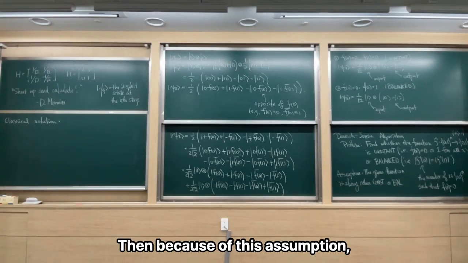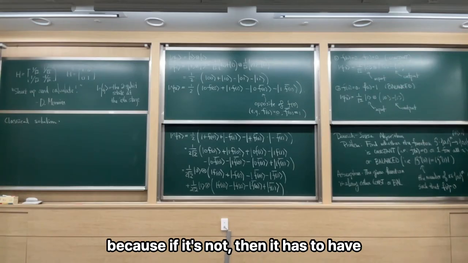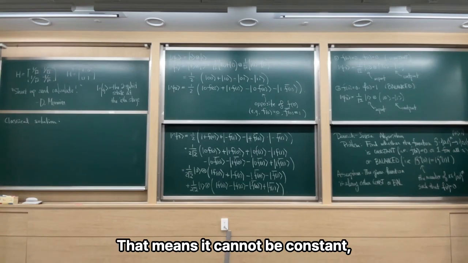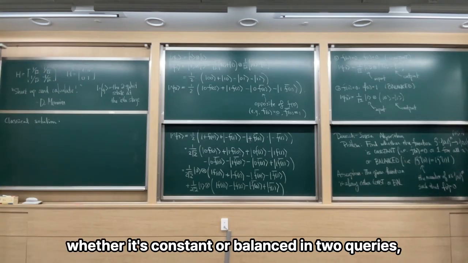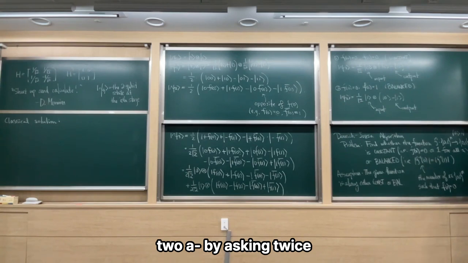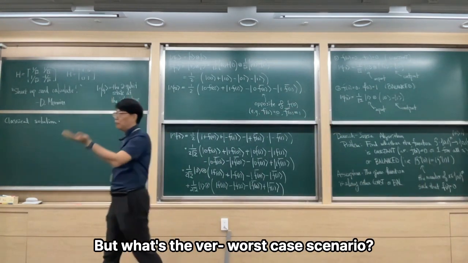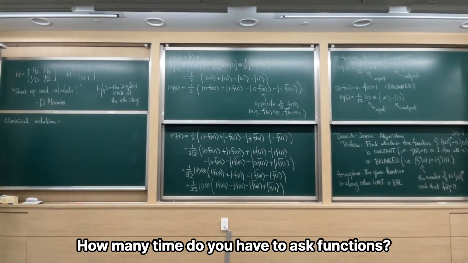Then because of this assumption, this function must be balanced. Because if it's not, then it has to have the same constant value for every input, but we got a different value. That means it cannot be constant. So we know that it's balanced. So if you're really lucky, you can get the information whether it's constant or balanced in two queries, by asking twice what the value of the function is. But what's the worst case scenario? How many times do you have to ask the function?